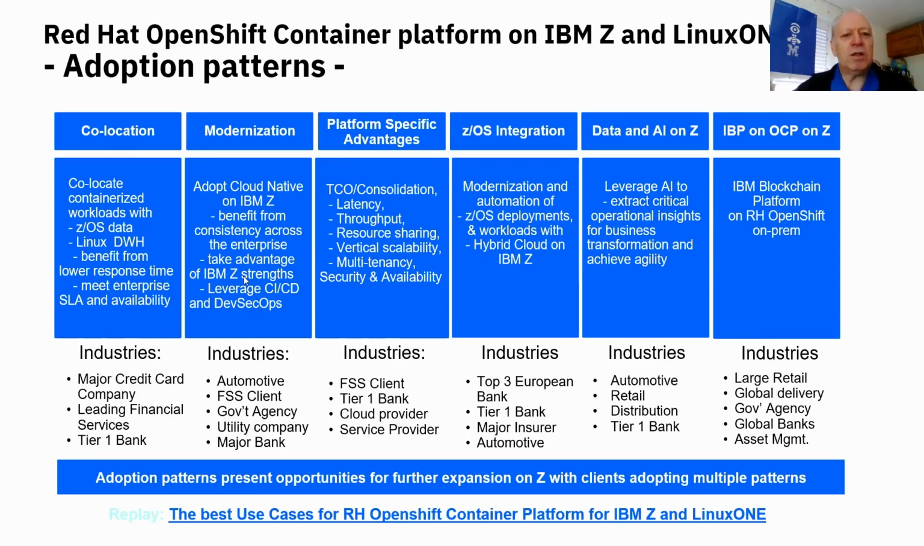So modernization, another adoption pattern that we see, taking advantage of the Z strengths and leveraging the continuous integration capabilities. Platform specific advantages, again, latency, throughput, resource sharing, very important, resource sharing and shifting from one node to another, or the vertical scalability, multi-tenancy and security as high advantages. And we see right now, very interesting, the second wave of investment. We see customers that started small and now they see the big advantage of OpenShift on Z, and they're investing now heavily, going forward in huge and big projects with OpenShift on Z.